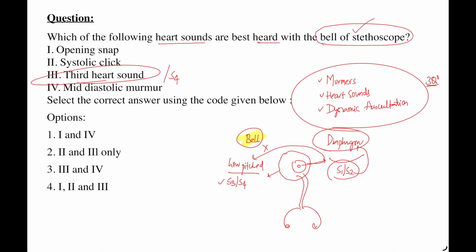Right? Now, there is one more point that you need to remember. If you know which sounds should be heard with the bell of a stethoscope, all the remaining sounds are better heard with the diaphragm. Among diastolic murmurs, the mid diastolic murmur of mitral stenosis is better heard with the bell of a stethoscope. Very important. Mid diastolic murmur of mitral stenosis. And even tricuspid stenosis will also have a mid diastolic murmur, right? Even that is heard well with the bell.